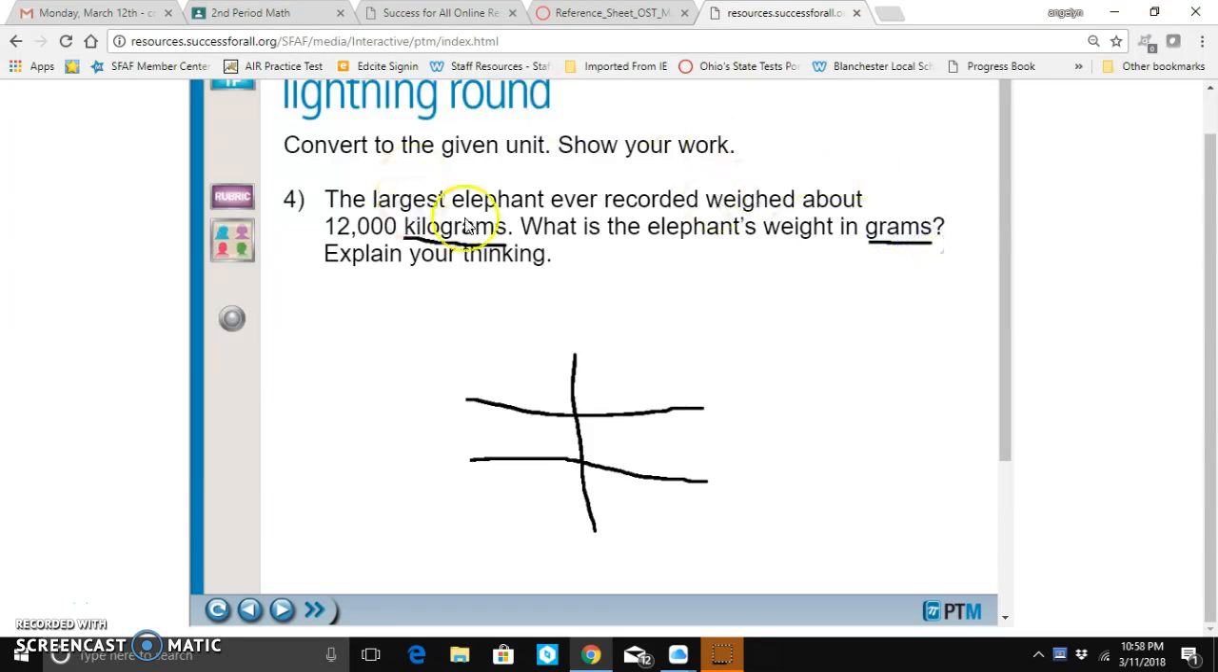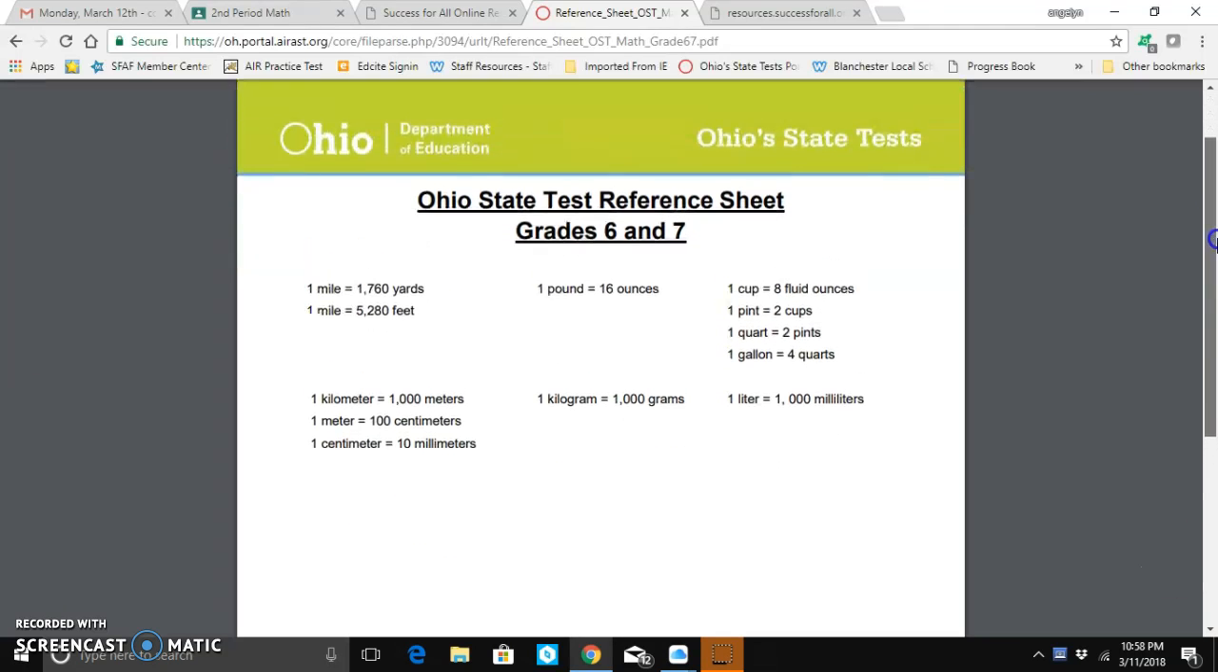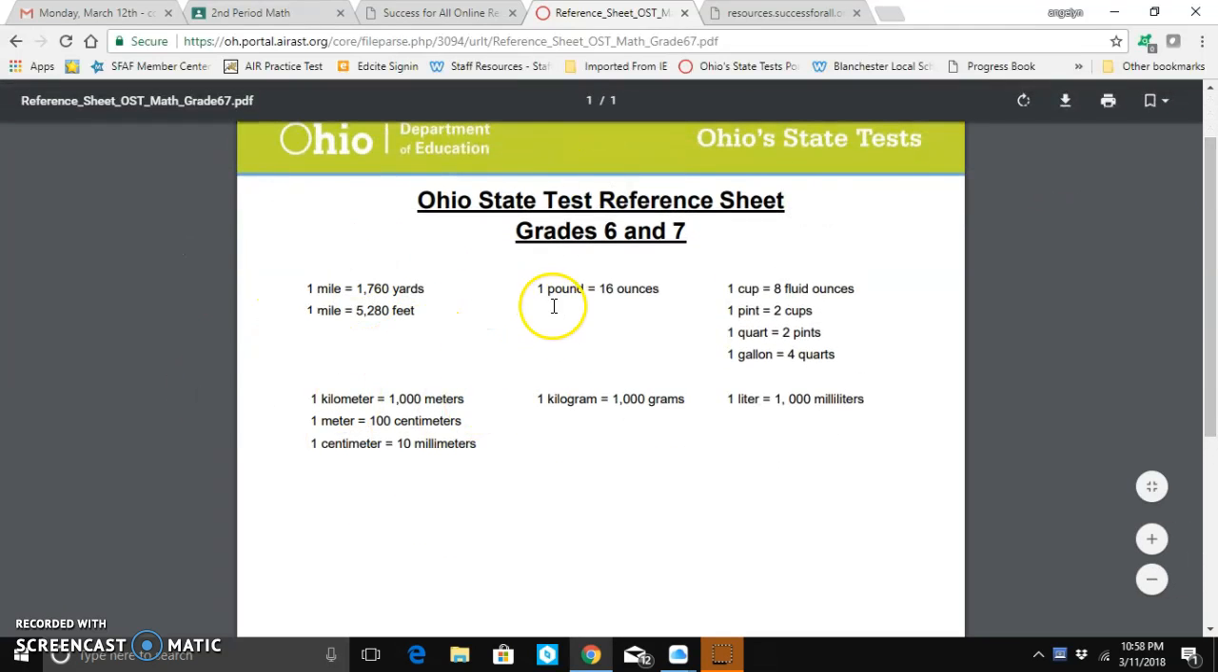If you don't know anything about kilograms and grams, what the state of Ohio has done is on your AIR test, they're going to give you this reference sheet, and it looks like this. You're going to be allowed to use this on the AIR test. If you look at it, it tells you that there are 1,000 grams in 1 kilogram. So you're going to be taking that information off of this sheet if you did not know that already.